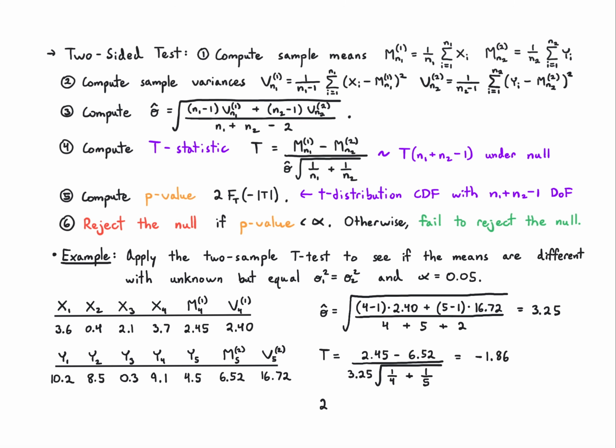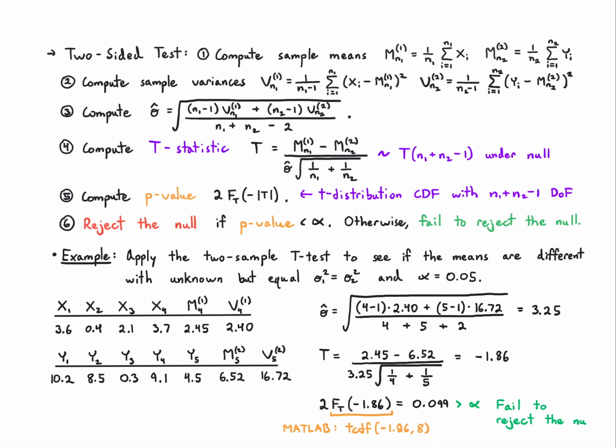Now I'm going to plug into the CDF for the t-distribution to get my p-value. So I plug in minus 1.86, and I'm going to use MATLAB to do that. I'm going to call tCDF, and the value I'm going to put in here is 8. Why do I put in 8? Because 4 plus 5 minus 1 is 8. That's the number of degrees of freedom. So I get 0.099, and that's greater than my alpha just by a little bit, but I still fail to reject the null hypothesis.